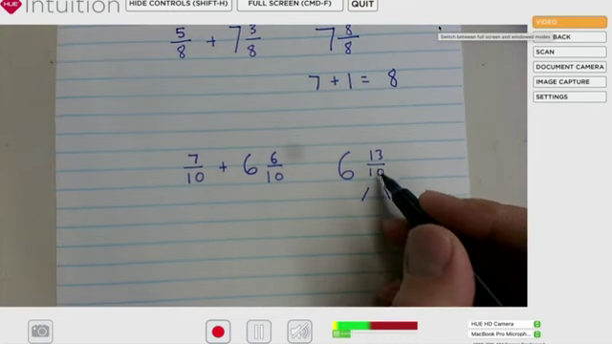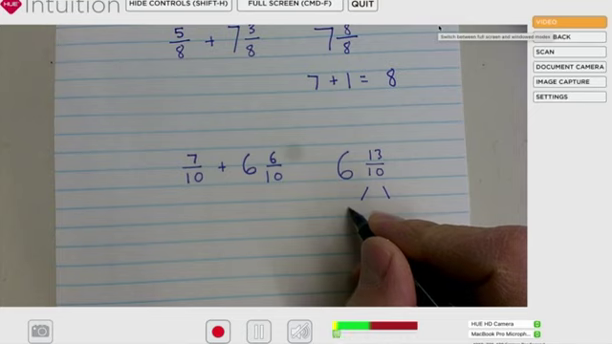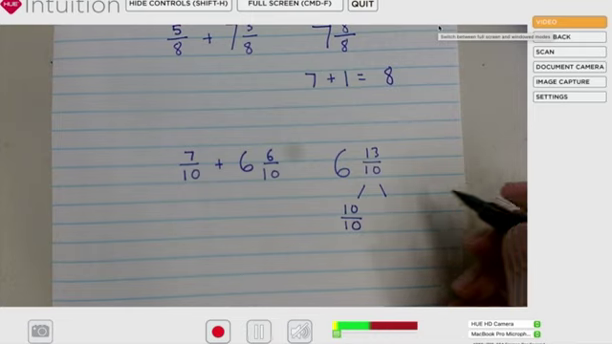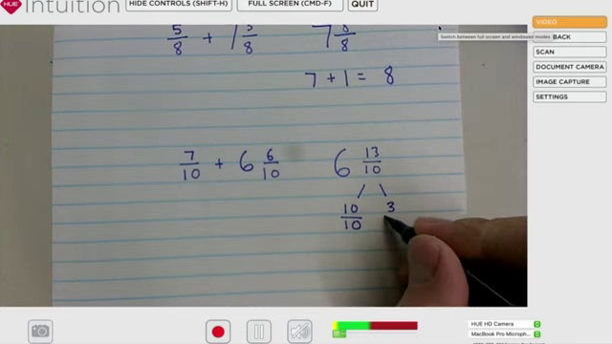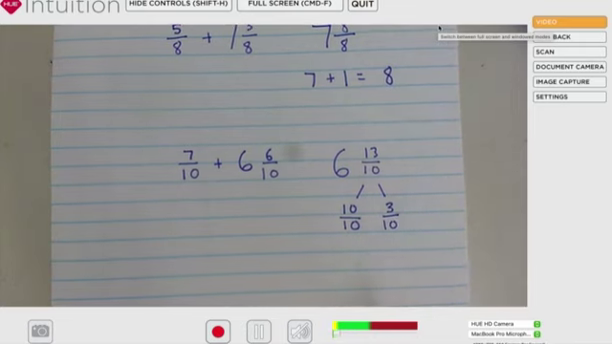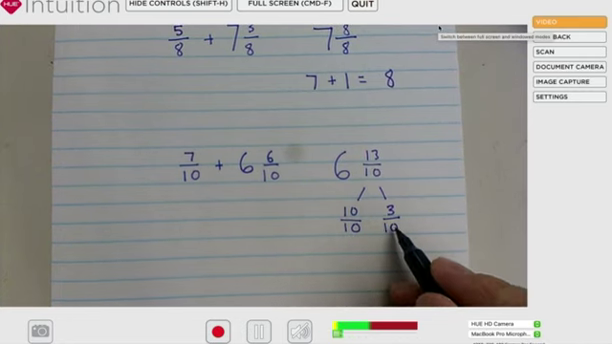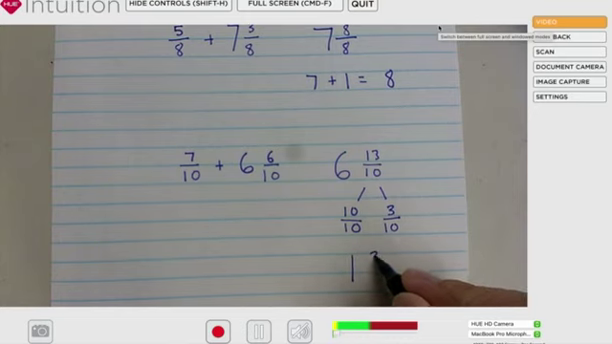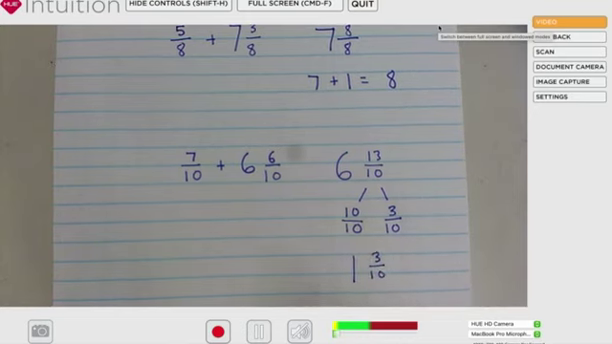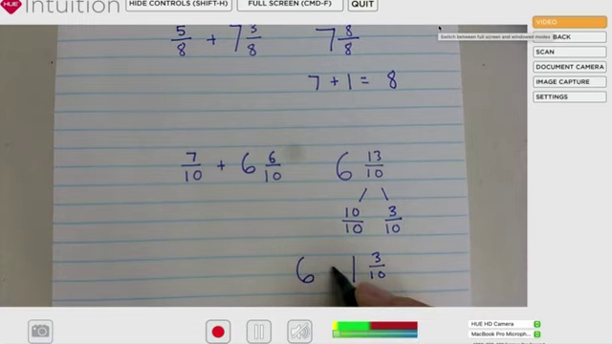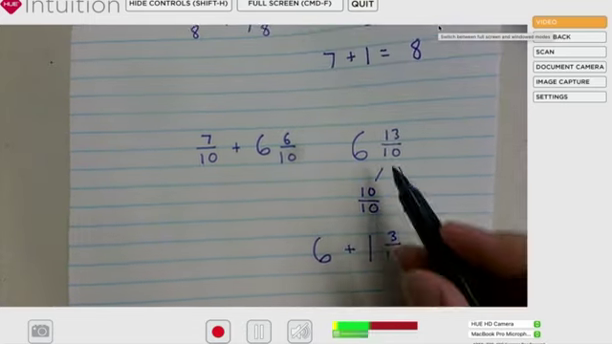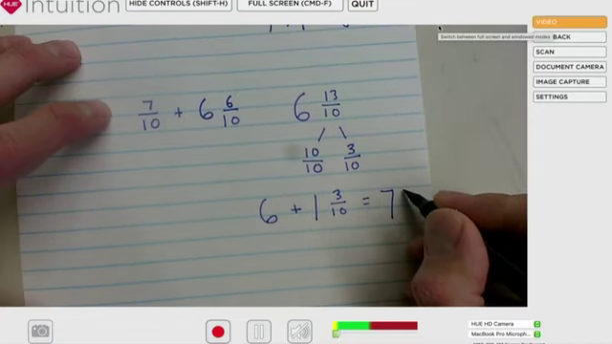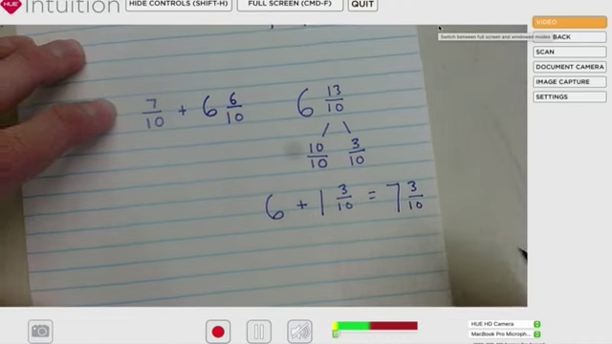So 13/10, we're going to remove a fraction from it that is equal to 1, and the bottom number tells us what to do. We've done this many, many times. And then this is the leftover bit. So 10/10 and 3/10 is just another way of saying 1 and 3/10. Yes? So what about the 6? We need to remember that too, right? So our final answer is 7 and 3/10.